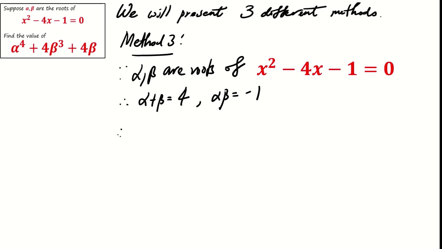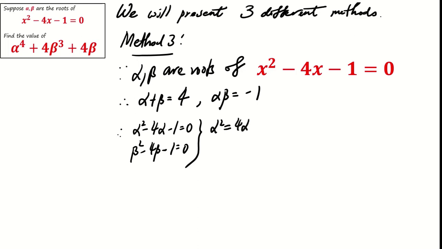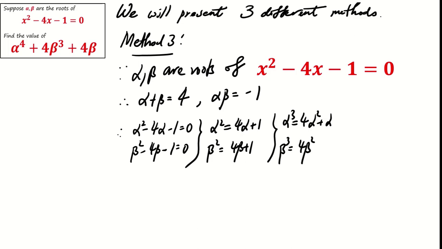And since alpha and beta are the roots of the equation, they satisfy the equation, namely alpha squared minus 4 alpha minus 1 equals 0 and beta squared minus 4 beta minus 1 equals 0. These two equations give alpha squared equals 4 alpha plus 1 and beta squared equals 4 beta plus 1. If we multiply each term in the first equation by alpha and each term in the second equation by beta, we obtain alpha cubed equals 4 alpha squared plus alpha, and beta cubed equals 4 beta squared plus beta.